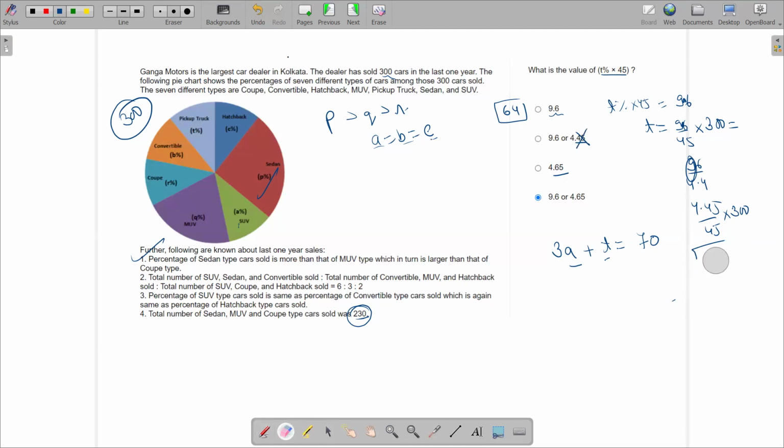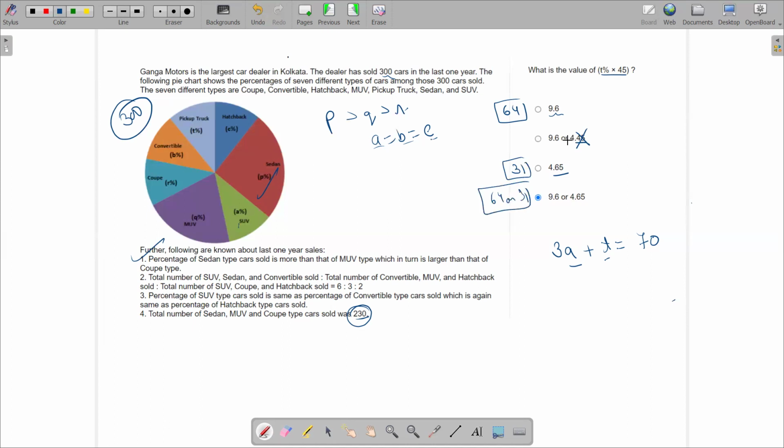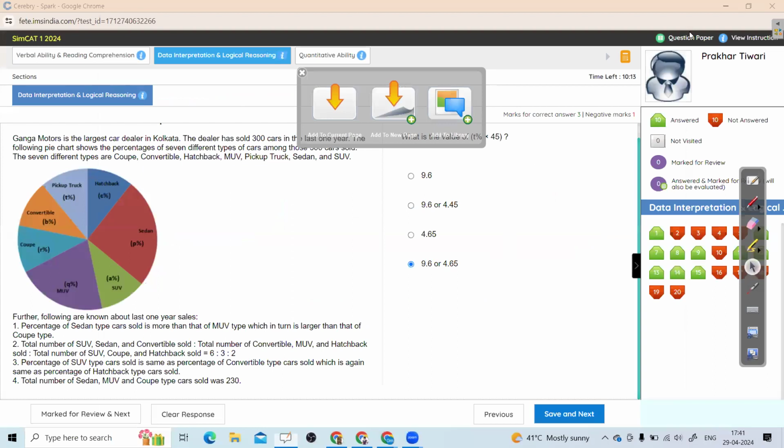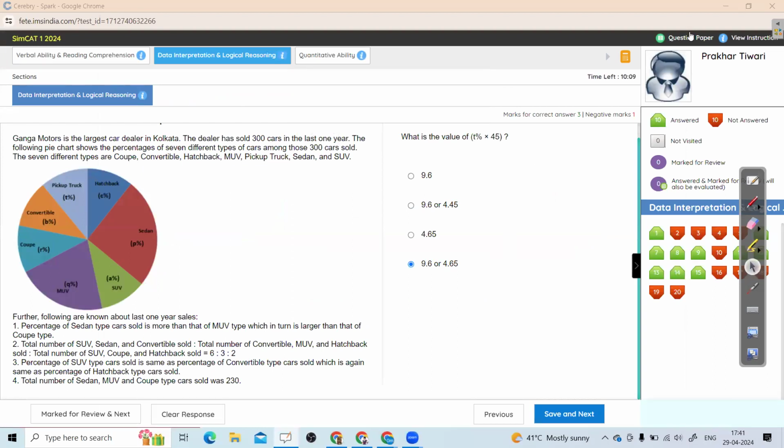Now let's check the last option similarly. 4.65 divided by 45 into 300. So I'm getting 31. So here it's 64 or 31. Now I'm still in a dilemma about which option to choose, because there are three options, A, B as well as C. So what I'll do is go back to the set and check different questions. So let's come to the next question.